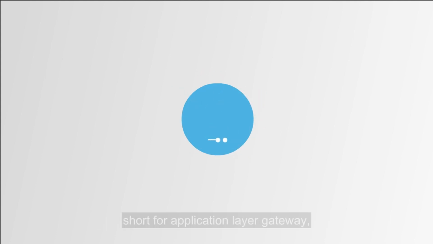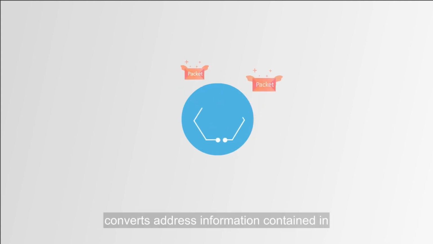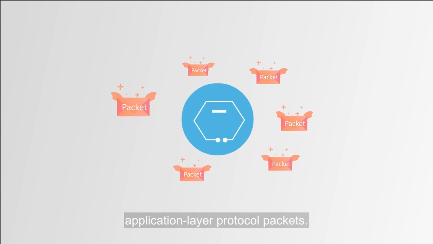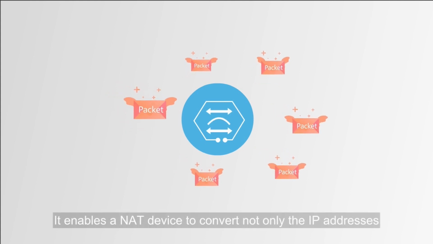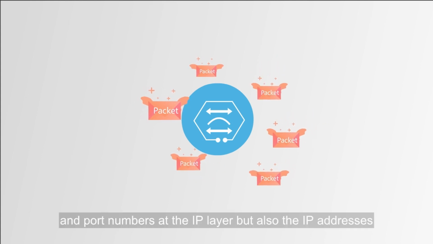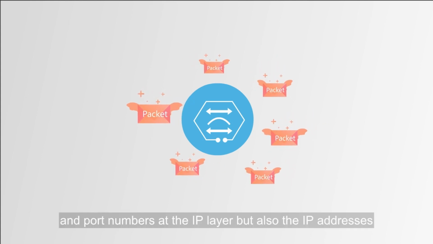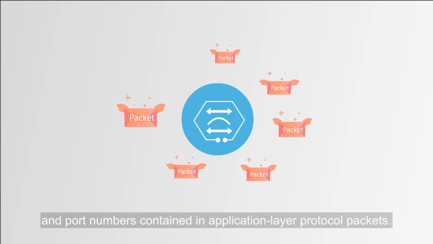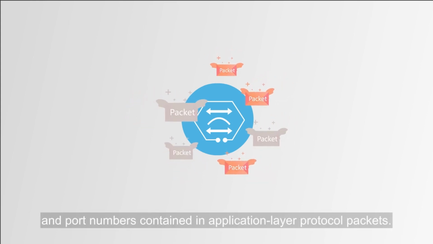NAT ALG, short for Application Layer Gateway, converts address information contained in application layer protocol packets. It enables a NAT device to convert not only the IP addresses and port numbers at the IP layer, but also the IP addresses and port numbers contained in application layer protocol packets.